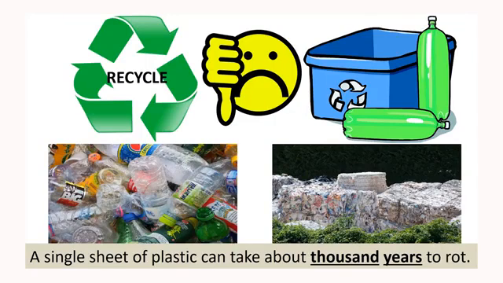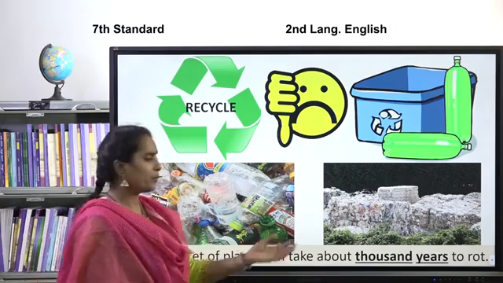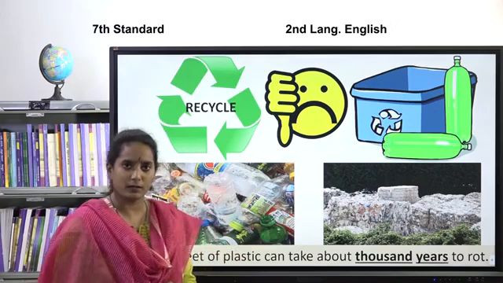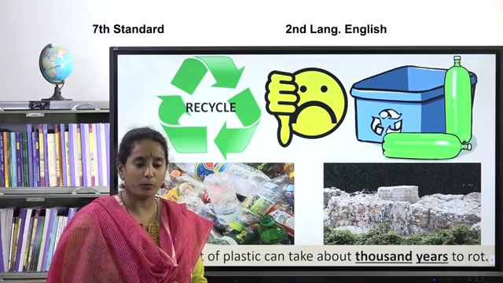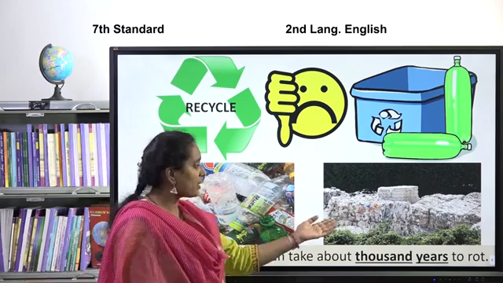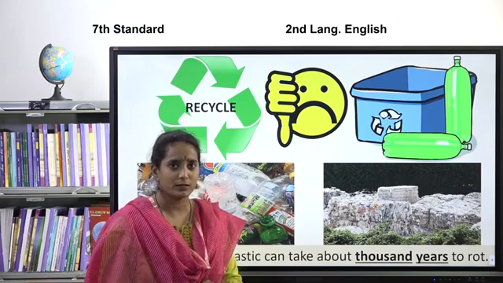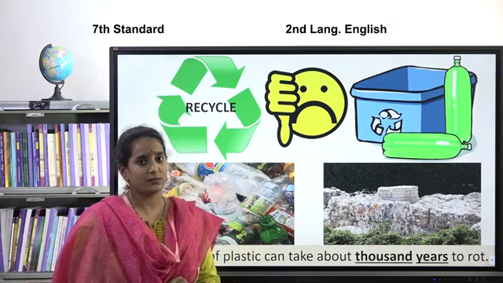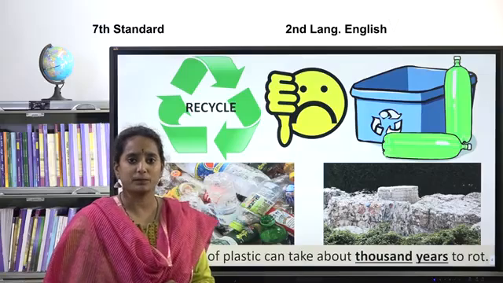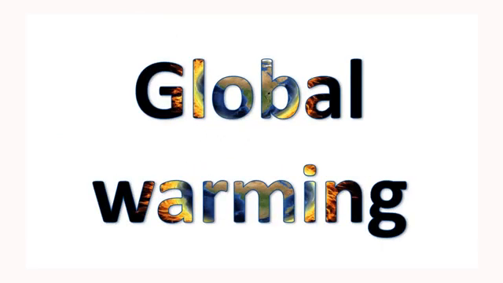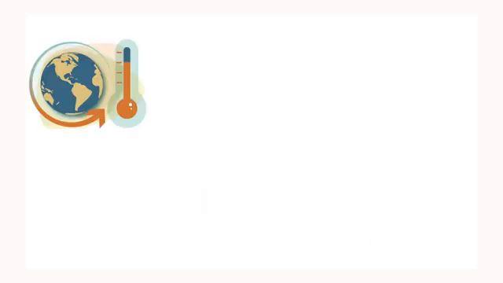Children, a single sheet of plastic can take about 1,000 years to rot. Just look at the pile of plastic lying here. Can you imagine how many years it would take for this pile of plastic to rot? Yes, we just can't even imagine. All these are leading to global warming. There are many reasons for global warming, and one such reason is plastic.